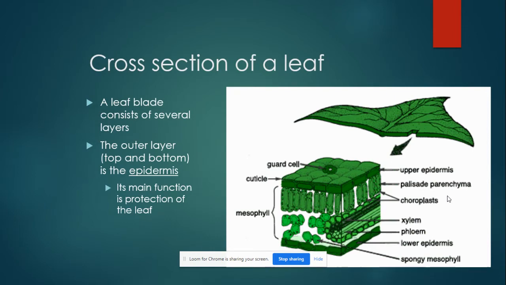Here's a cross-section of a leaf. A leaf blade consists of several layers. The outer layer, the top and bottom, is going to be the epidermis, and the main function is just for the protection of the leaf. So you have an upper epidermis and a lower epidermis, and if you were to grab a leaf, that is what you're touching on both sides.